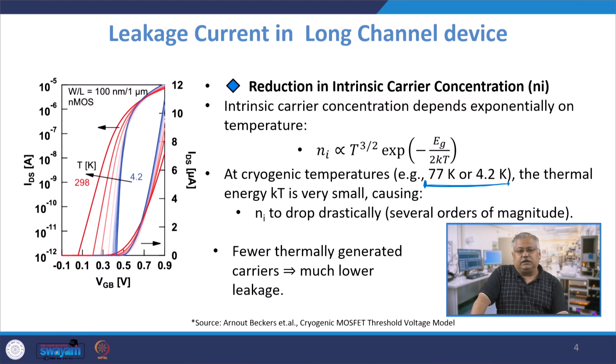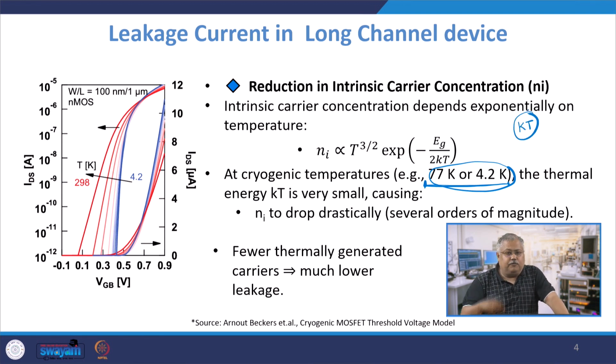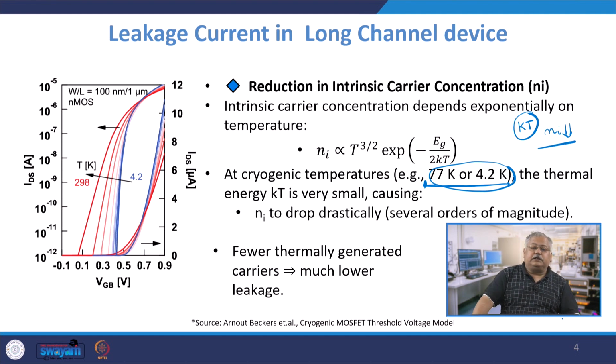What we are looking into is, can we predict the leakage current for a long channel device? Now, the idea here is that we are concentrating only on the cryogenic temperature, which is 77 Kelvin or around 4.2 Kelvin. Here, the thermal energy kT, and if you want to convert into voltage kT by q, drastically goes down, and as a result your intrinsic carrier concentration actually goes down. The intrinsic carrier concentration at 300 Kelvin is approximately 10 to the power 10 per centimeter cube, and this goes down several orders of magnitude lower and lower.